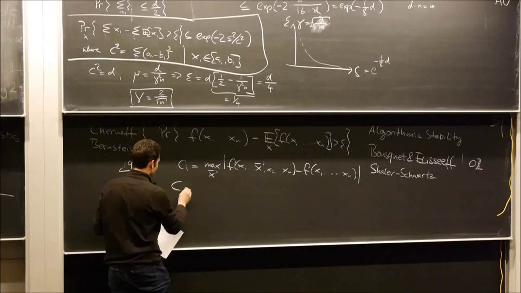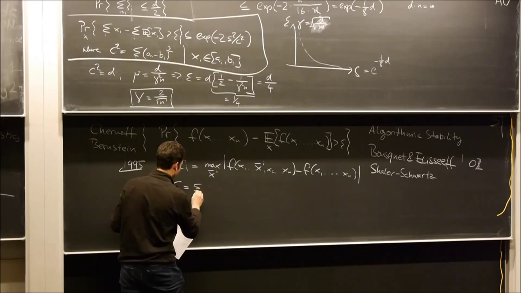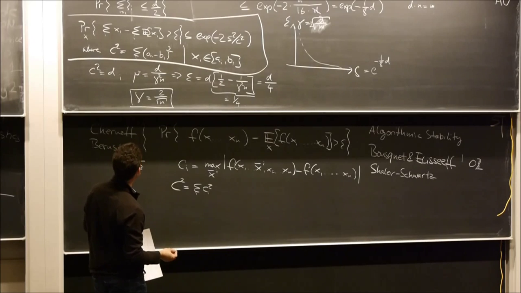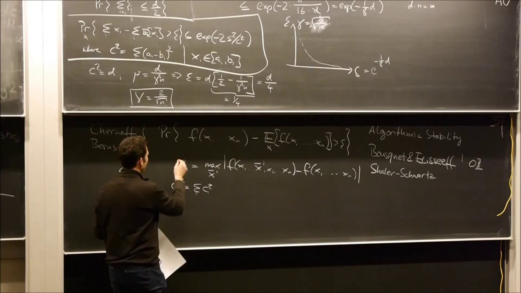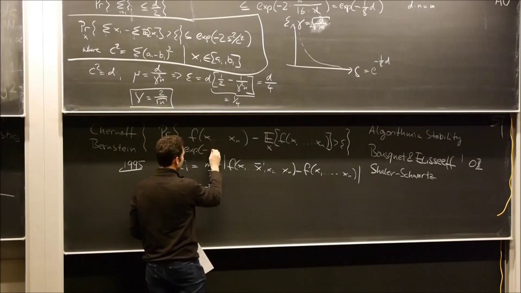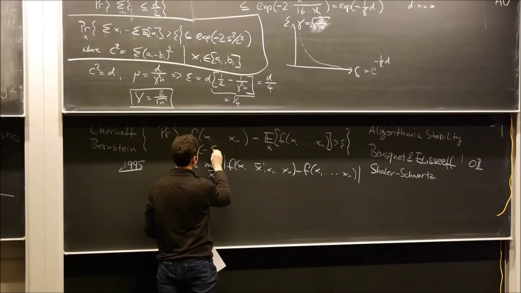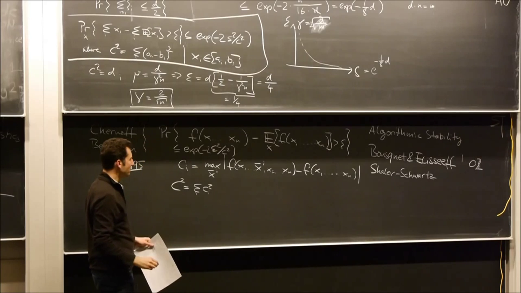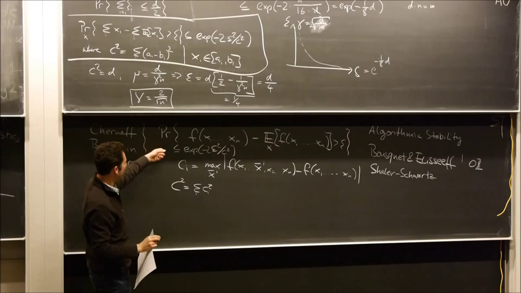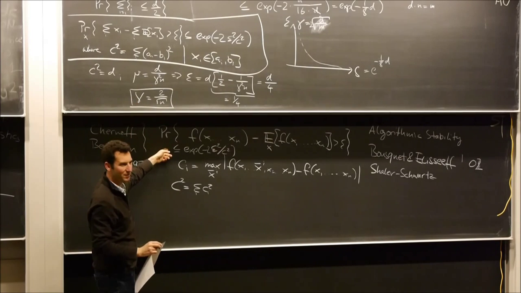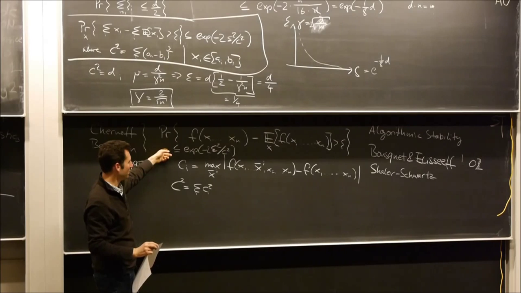So what you then do is you define C as the sum over i of Ci squared. That's C squared. And very surprisingly, you get the same statement as up here. You get that this is less or equal than e to the minus 2 epsilon squared over C squared. So this is, as a matter of fact, the Chernoff bound comes out as a corollary of this, which is very amazing.